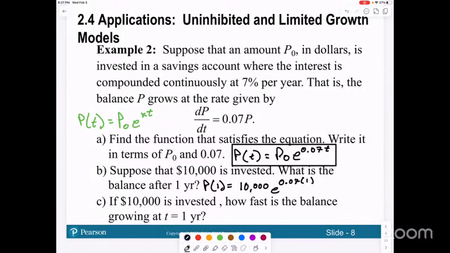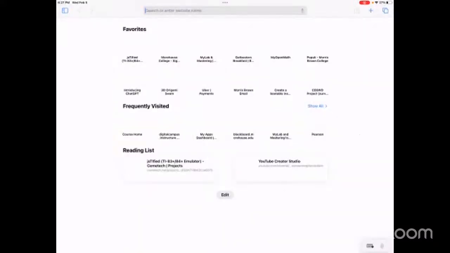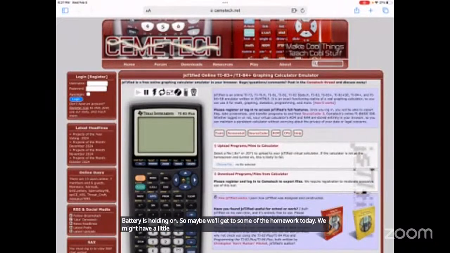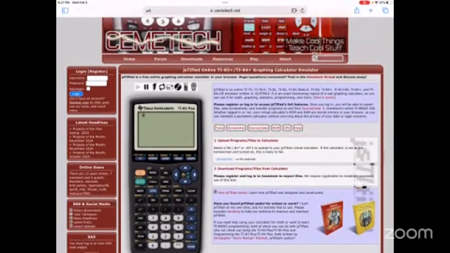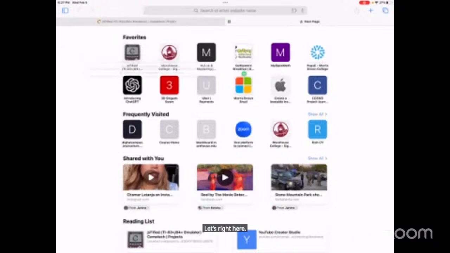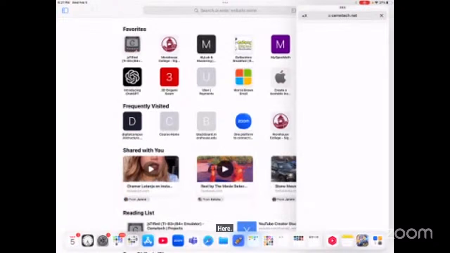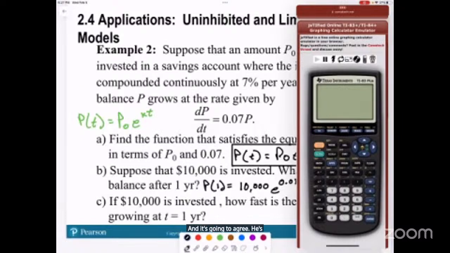Okay, let me pull up my calculator. Batteries holding on. So maybe we'll get to some of the homework today. We might have a little bit of extra time. I need to do the grades. I guess I need to do grades for everybody.